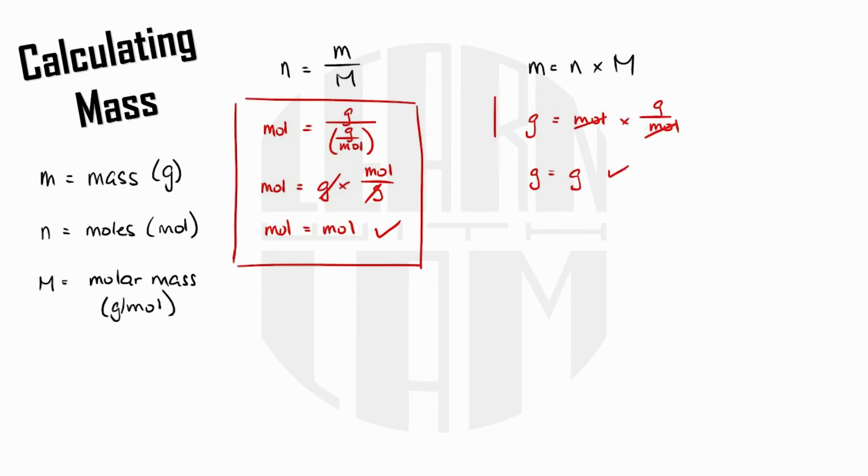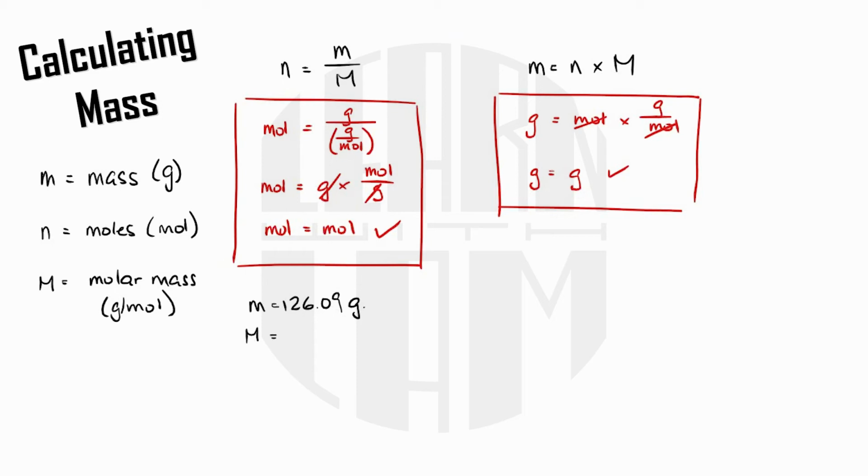All right, let's jump into an example here. If you have a 126.09 gram sample of nitrogen gas, how many moles of nitrogen gas do you have? I'm a big fan of writing down all my givens, so let's just jot down the mass here. So mass equals 126.09 grams. We also have the molar mass since we know the identity of the substance, which is nitrogen gas.